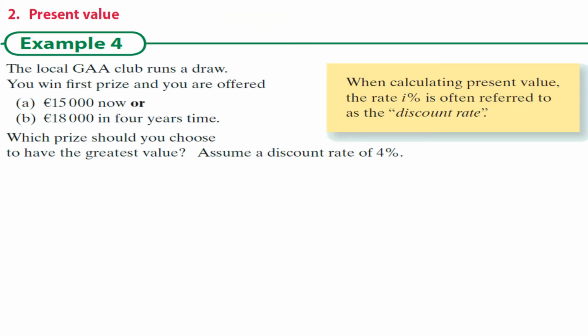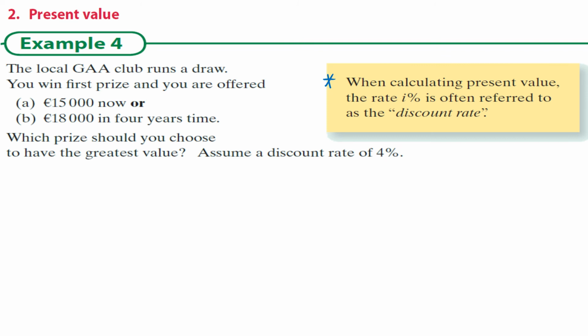So let's take an example. The local GAA club runs a draw, and if you win first prize, you are offered 15,000 now or 18,000 in 4 years' time. Which prize should you choose? Assume a discount rate of 4%. So that discount rate is explained up here. When calculating present value, the rate is often referred to as a discount rate, but it's still just really an interest rate.